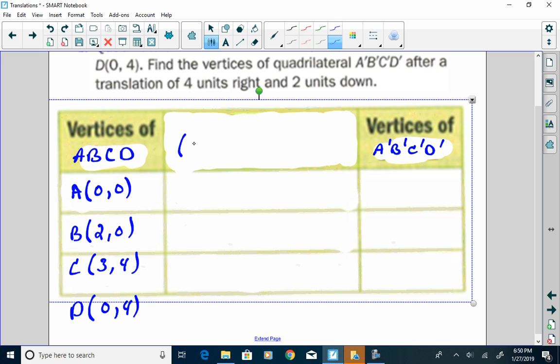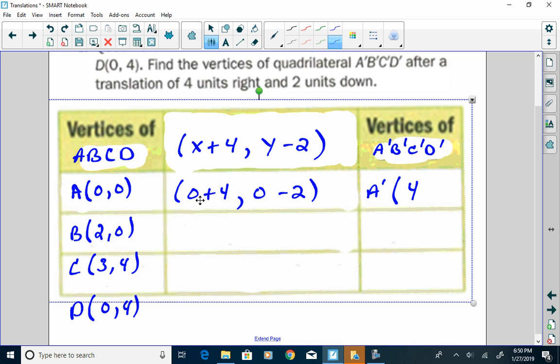Right? We have the x value. We're going to have to add 4 because we're moving 4 units to the right. And with our y value, because we're moving 2 units down, we're going to have to take 2 away from each one of the y values. So we start with 0, 0. We'd have to add 4, so that would be 0 plus 4. And then if our y value is 0, we'd have to take 2 away. So A prime is going to be located at 4, because 0 plus 4 is 4, comma, 0 take away 2 is negative 2. So A prime is located at 4, comma, negative 2.